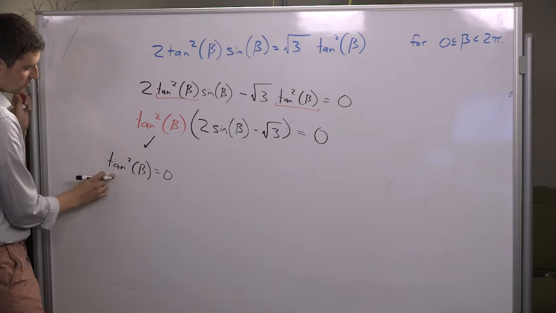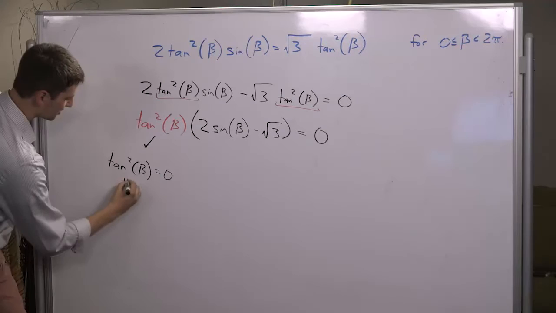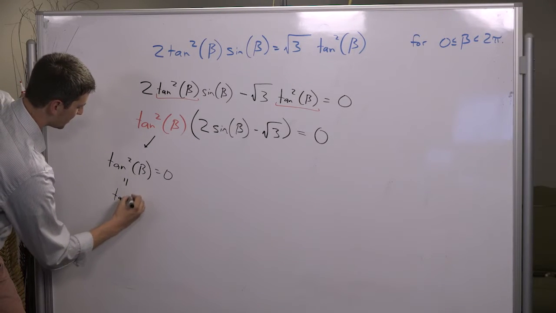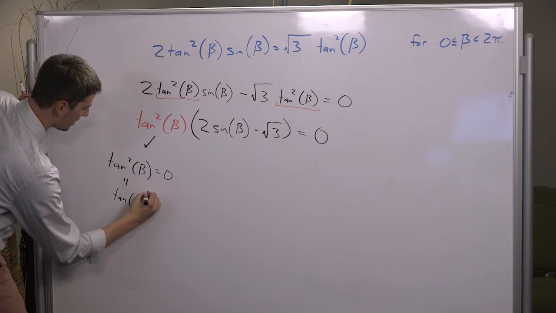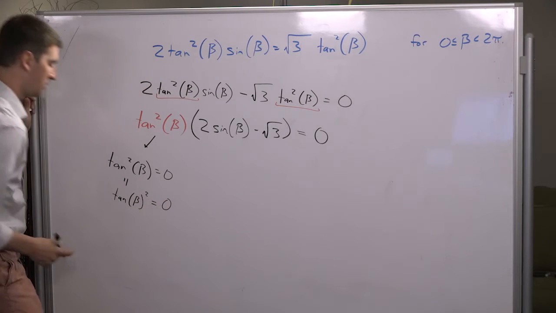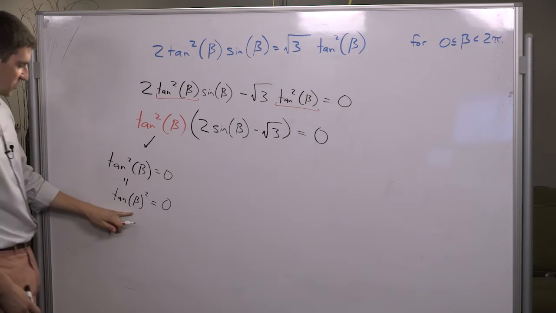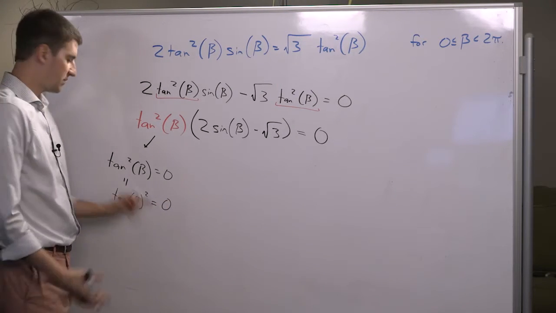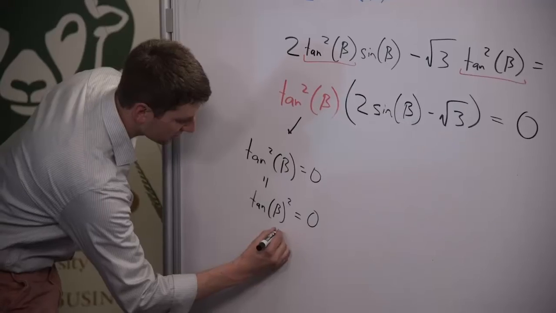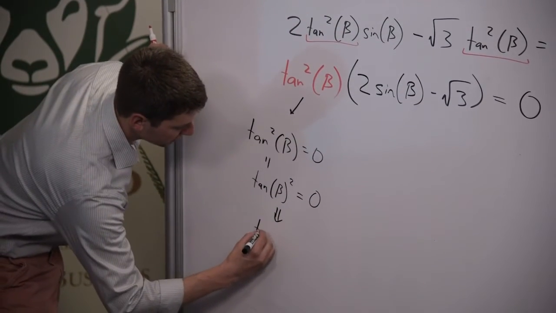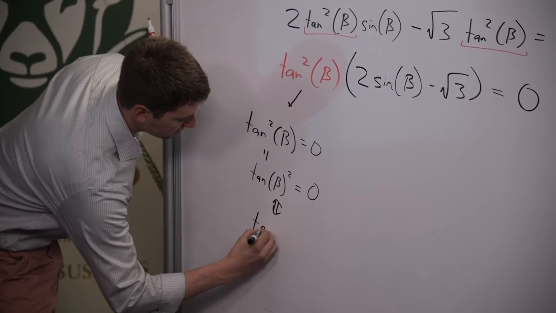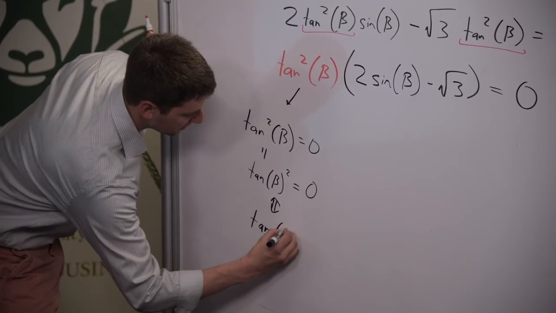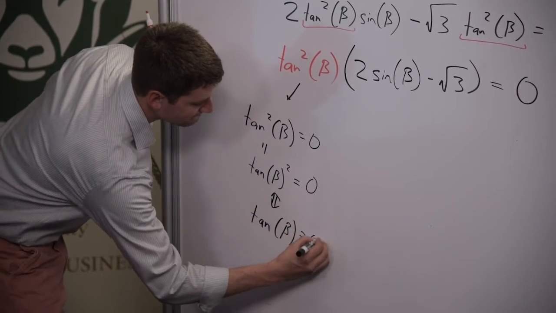So what are we going to do? Well, this is really just tangent of beta squared. So what number squared is equal to 0? There's only one of them, and that's just 0. So this is really equivalent to tangent of beta being equal to 0.